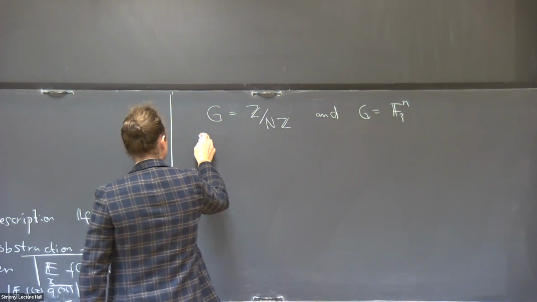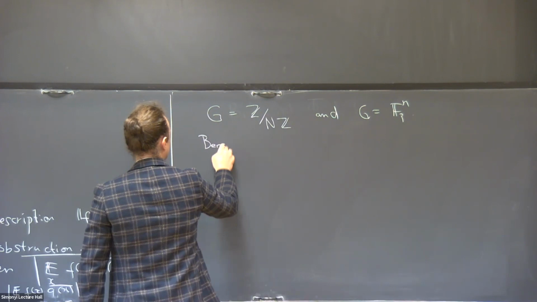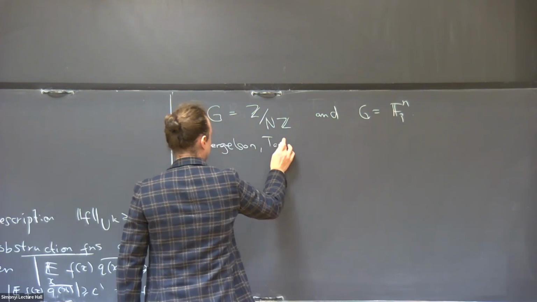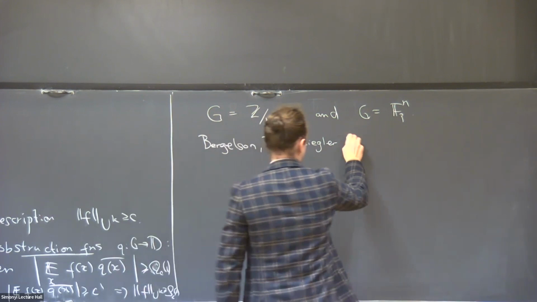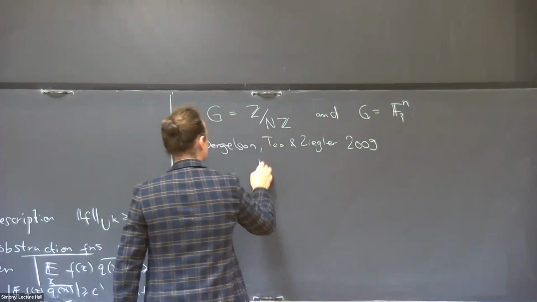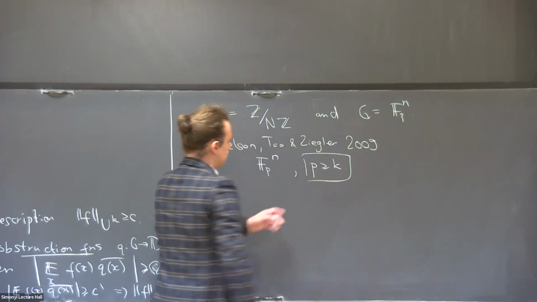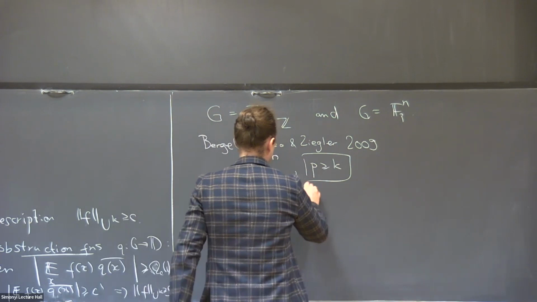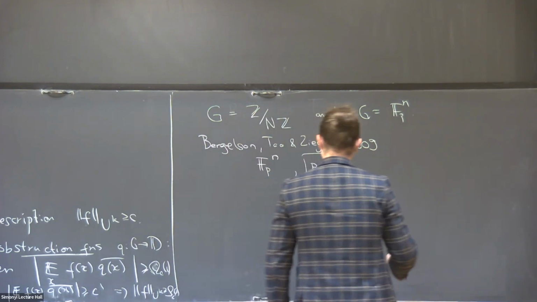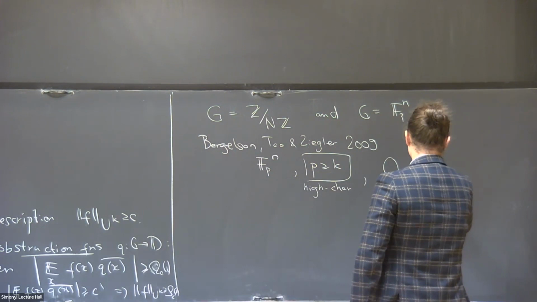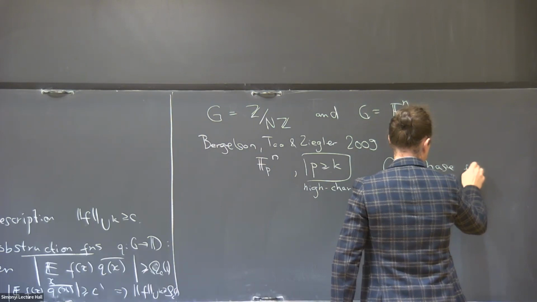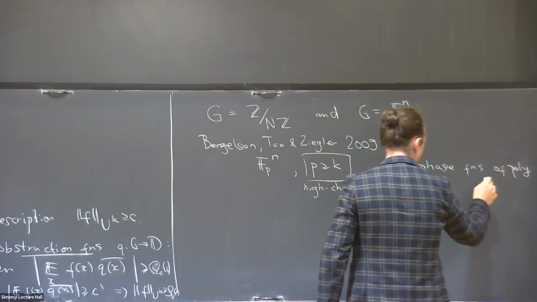The first result that I'd like to mention is by Bergelson, Tao, and Ziegler from 2009, who proved the vector space case. And now I'll mention an important condition. We need to assume in this particular result that p is at least k, and this is called the high characteristic case. In their case, they could take phase functions of polynomials as abstraction functions. And if k is the order of our norm, these are polynomials of degree at most k minus one.